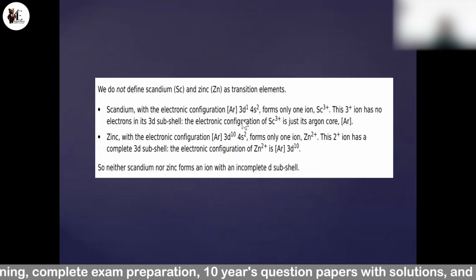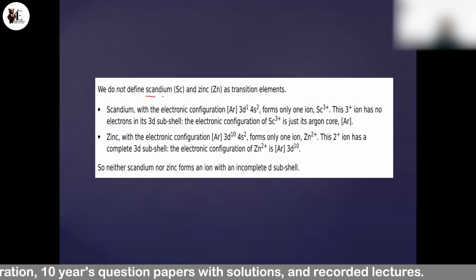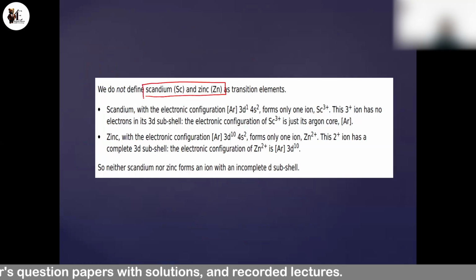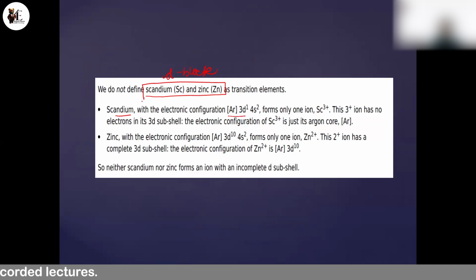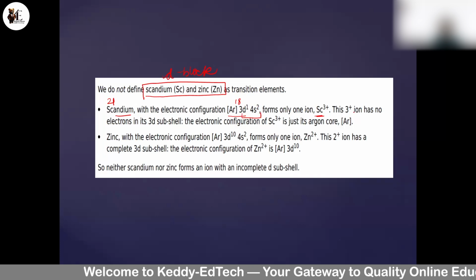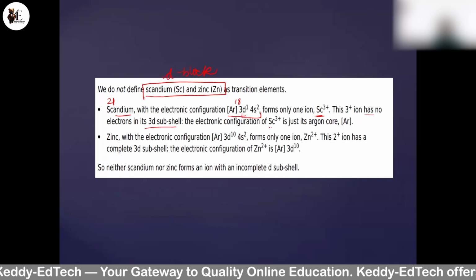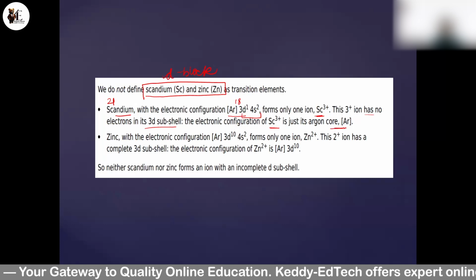As I'm telling you, there are some exceptions. So scandium and zinc are those exceptions. We do not define scandium and zinc as transition elements. They are D block elements, but they are not your transition elements. Because scandium's atomic number is 21. Its electronic configuration would be argon, 18, 19, 20, 21. So it forms only one ion, that is scandium 3 plus, after losing all these 3 electrons. So this 3 plus ion has no electron in its 3D subshell, so its electronic configuration would be just argon.